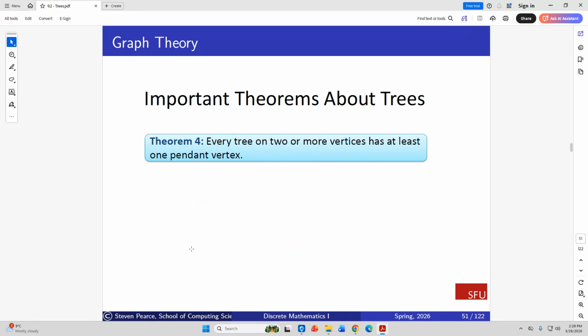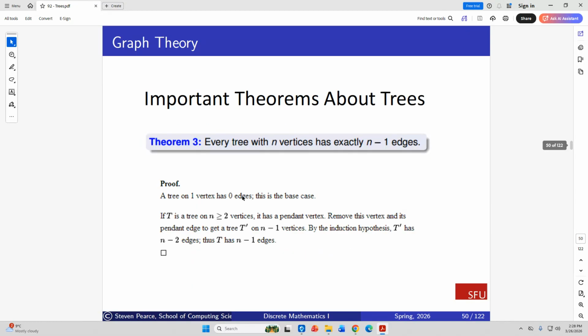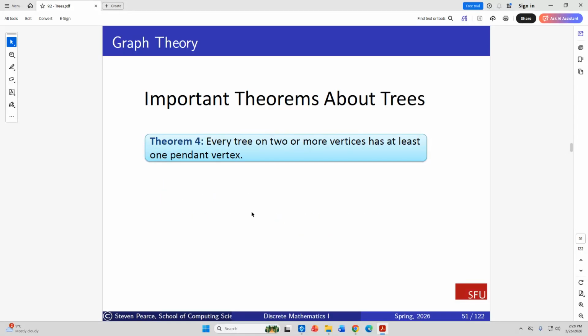Every tree on 2 or more vertices has at least one pendant vertex. It looks like I got this in the wrong place. This should have been before this, because there's always problems. Every tree on 2 or more vertices has at least one pendant vertex.